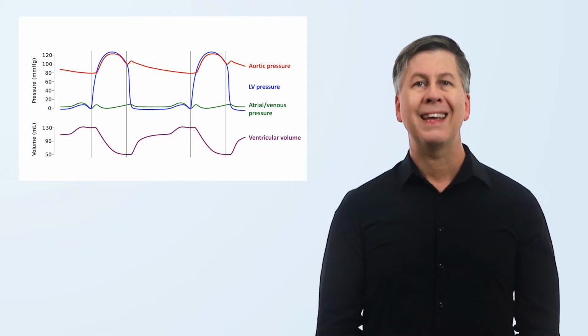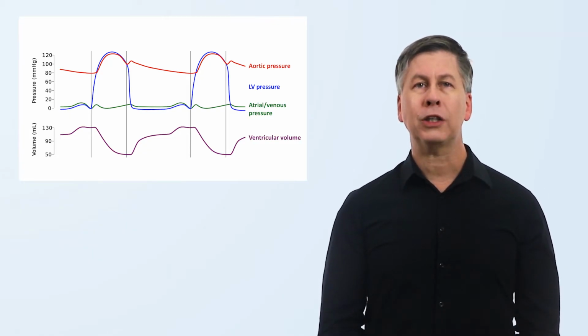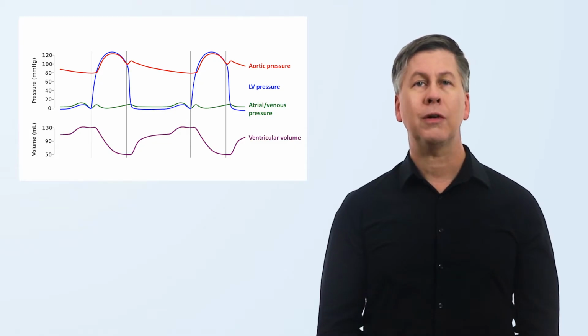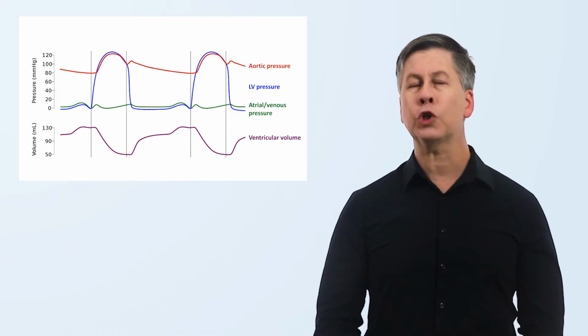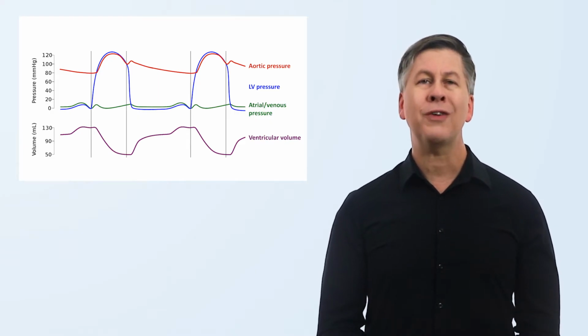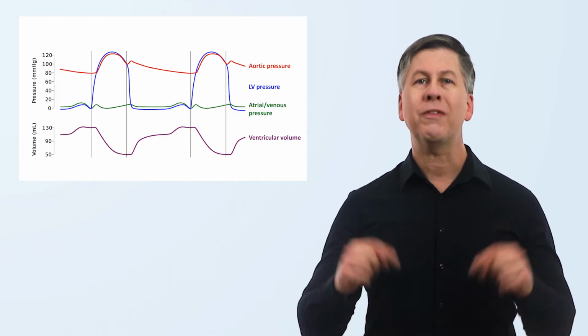In this version of the Wigger's diagram, I'm including only the typical tracings for the aortic, atrial, and left ventricular pressures and for ventricular volume. I'm leaving off the timing of heart sounds and ECG waveforms present in the more common version of the diagram because they are not directly relevant to the scope of this particular video.